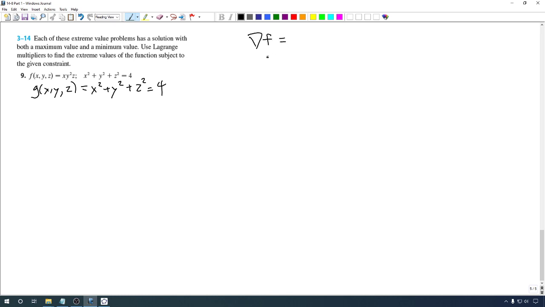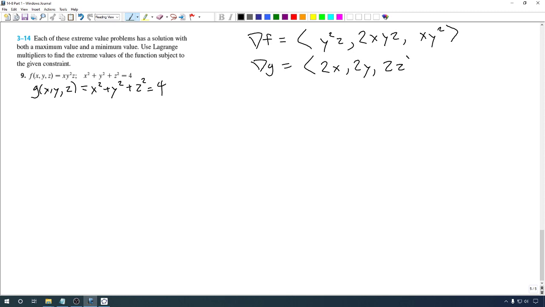Again, I'm going to take my gradients of these functions. So the gradient of f, differentiate with respect to x, leaves the y squared z. If we differentiate with respect to y, we get 2xyz. If we differentiate with respect to z, we get xy squared. Do the same thing with g of x. Well, we actually dealt with this exact same sphere before, so if you recall, it is 2x, 2y, 2z.